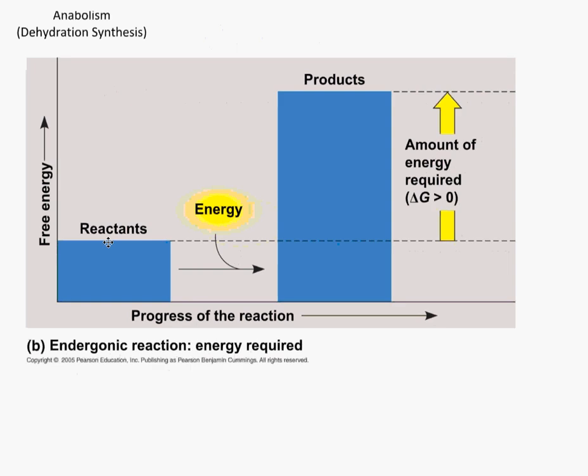The opposite of this is an anabolic reaction, whereas there is more energy after the reaction occurs than before. This is like the formation of bonds, the storing up of energy into chemical bonds. Rather than being an exergonic reaction, this is called an endergonic reaction. And so this is basically the opposite of the catabolic reaction or the exergonic reaction.